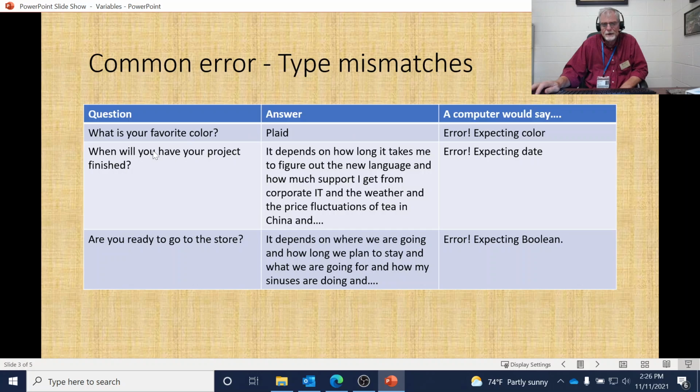Or you ask them, when will you have your project finished? I heard that a lot when I was working in an engineering group. And this is the type of language I would get, except it's much, much shorter and much more to the point. And I felt like saying error, expecting date.